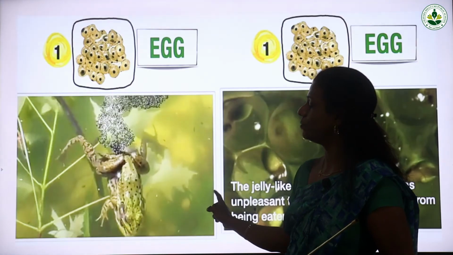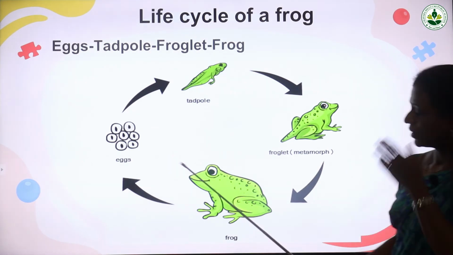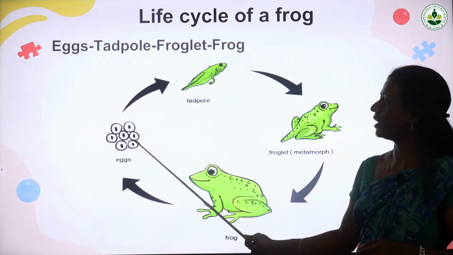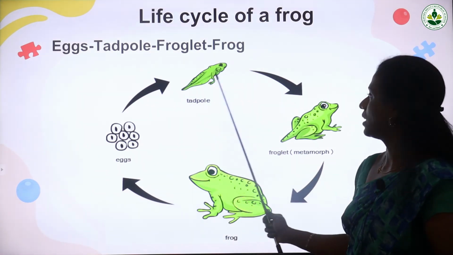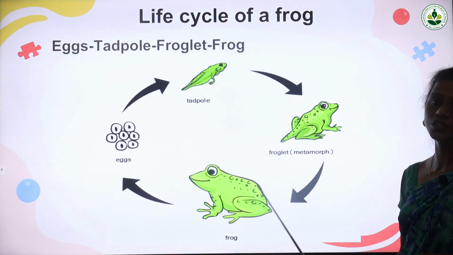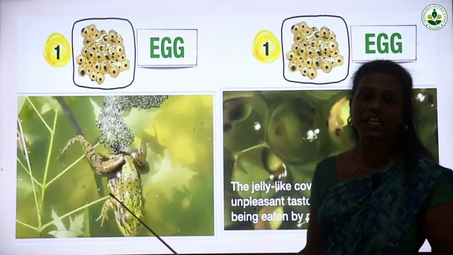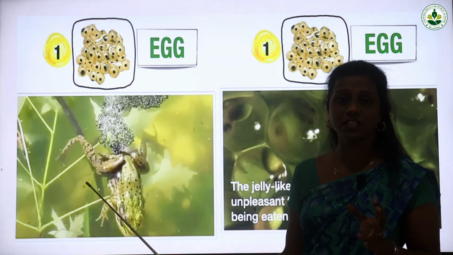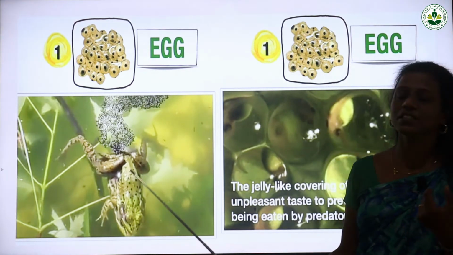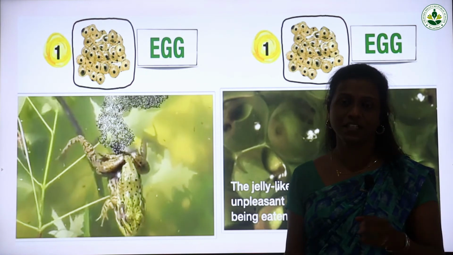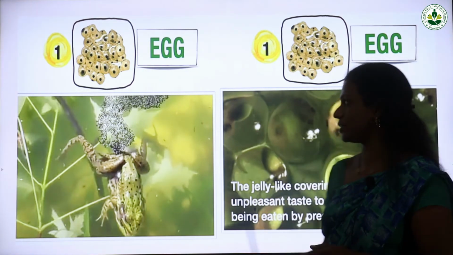So we can check one more time. The frog will lay eggs, the eggs will hatch into a tadpole, the tadpole grows into a froglet, and finally into a frog. First stage, the frog will lay eggs. The eggs are covered with a sticky, jelly-like coating, which has an unpleasant taste. So it will protect them from the enemies.